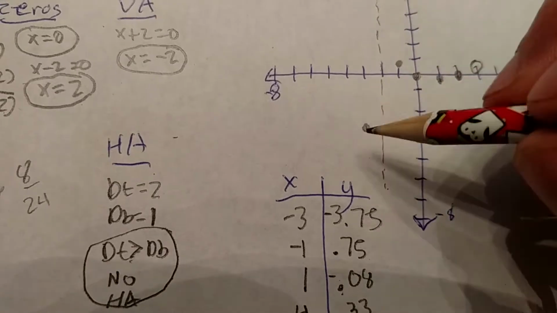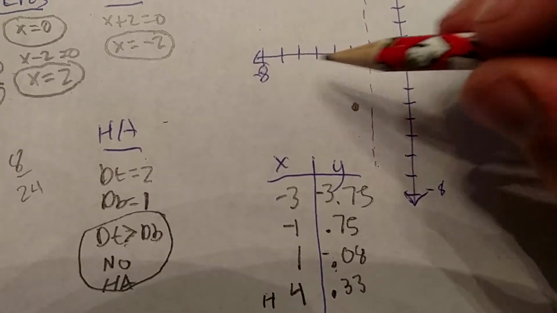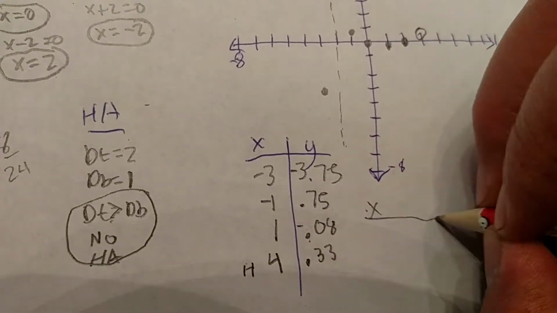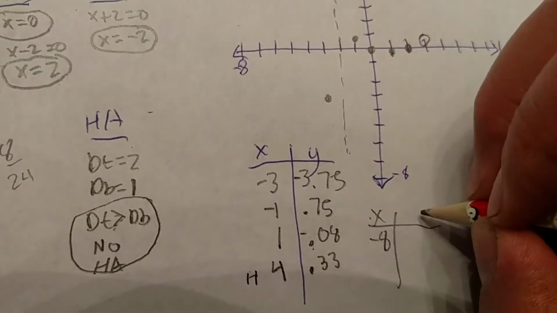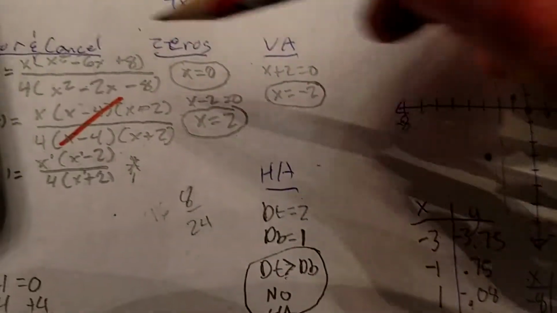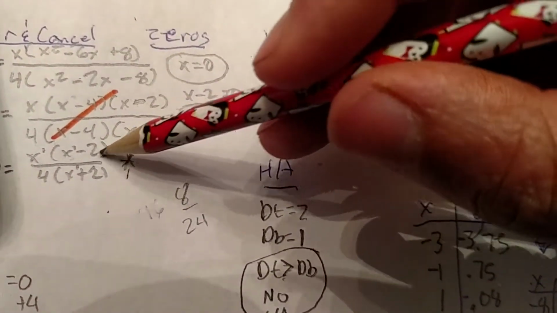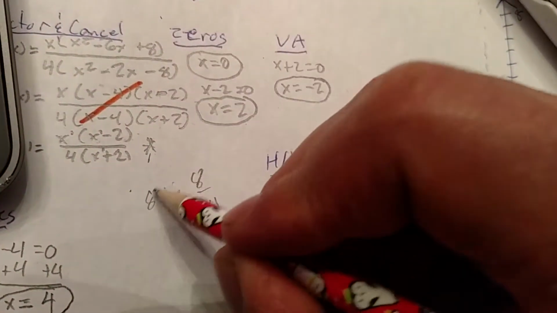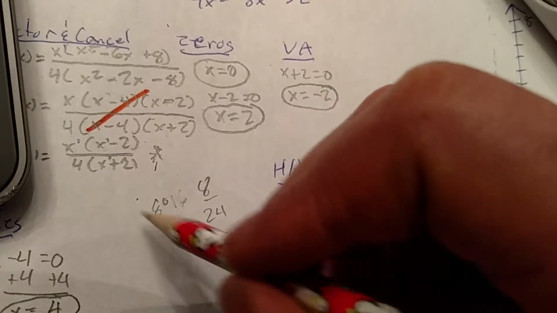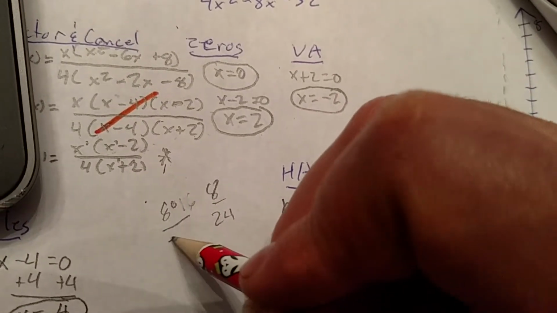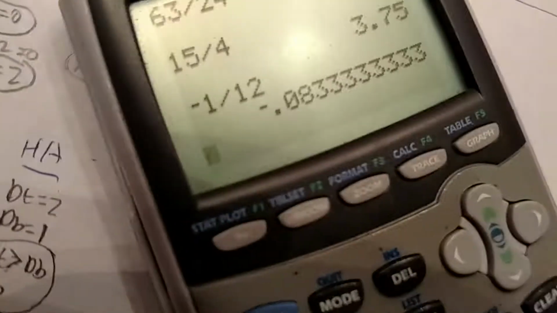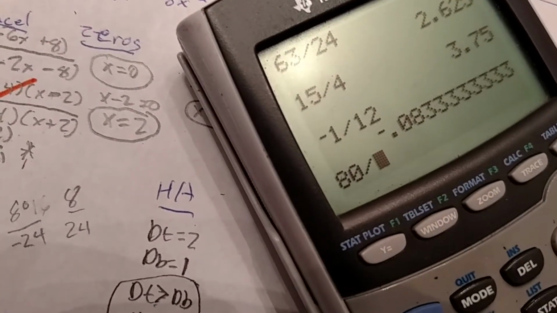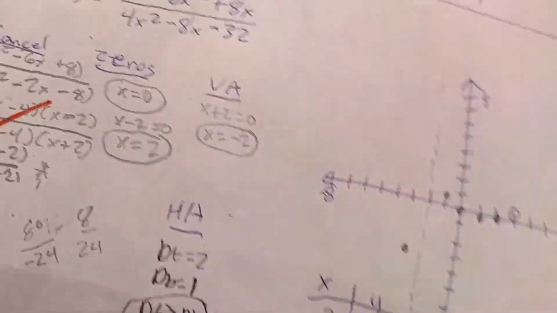Now, I need another point over here, so I'm going to plug in -7, or actually, let's just plug in -8. Okay, so -8 minus 2 is -10 times -8 is 80. -8 plus 2 is -6. -6 times 4 is -24. And I don't know what that is. 80 divided by -24. -3.3 repeating.